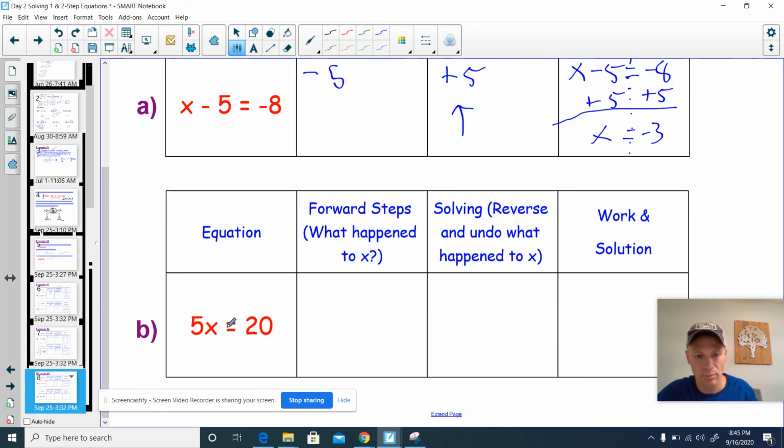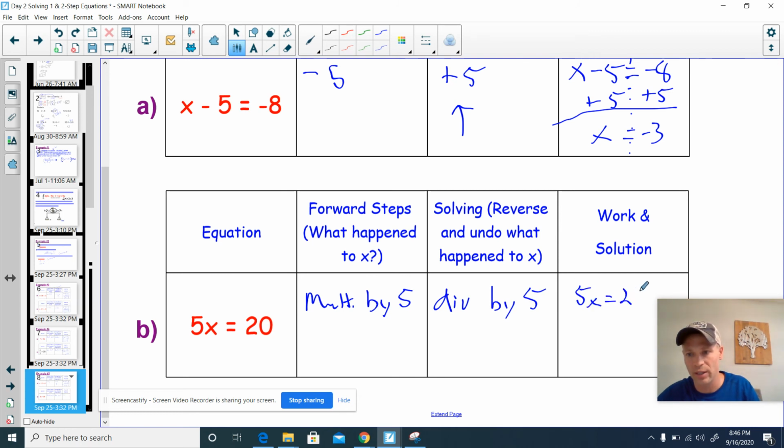Next example, I have 5 times x. So what is happening to x? I am multiplying by 5. How do I undo that? I am dividing by 5. That is the inverse operation of multiplication. And then I'll execute that. 5x is equal to 20. Divide both sides by 5. I get x is equal to 4.